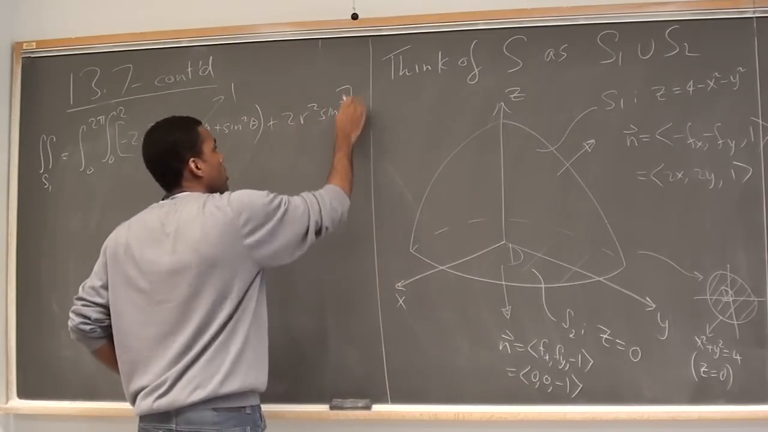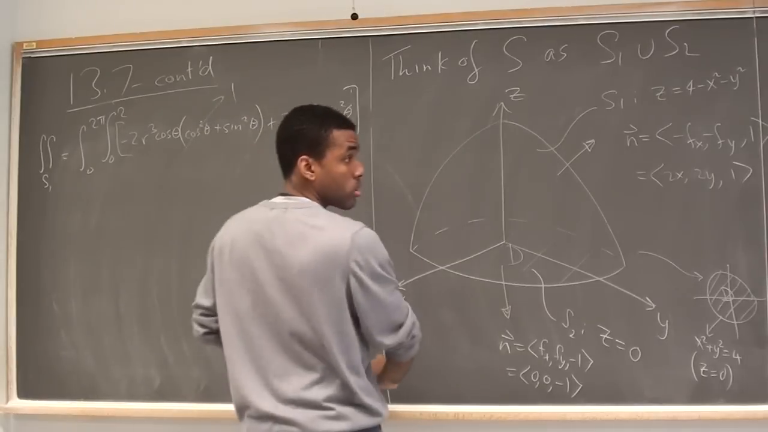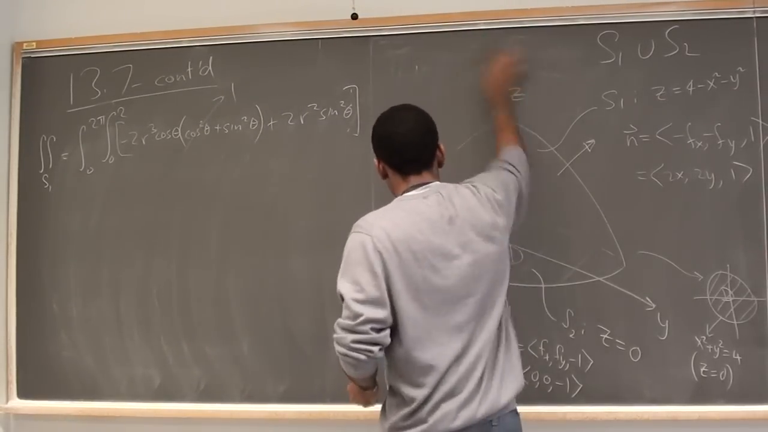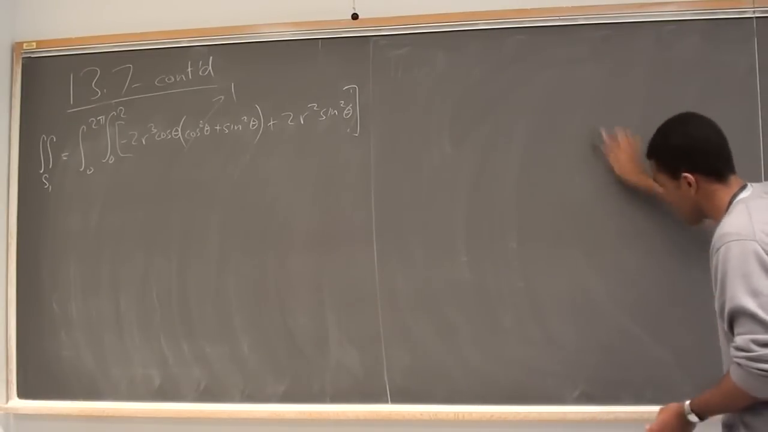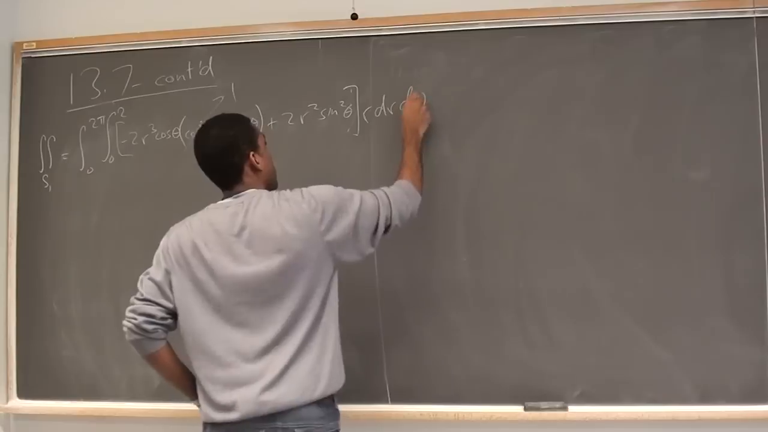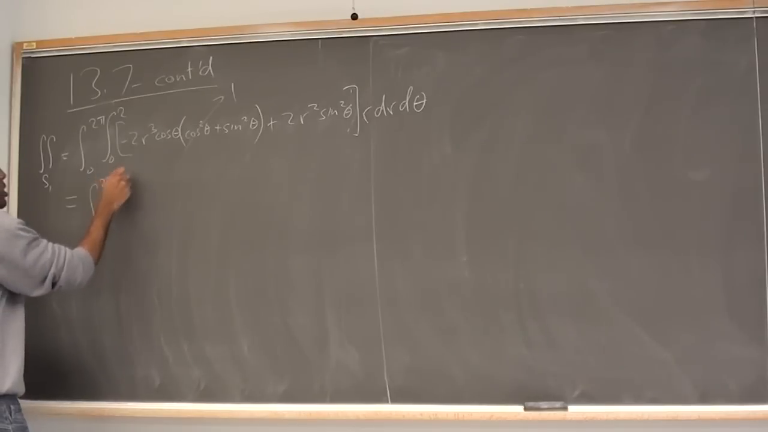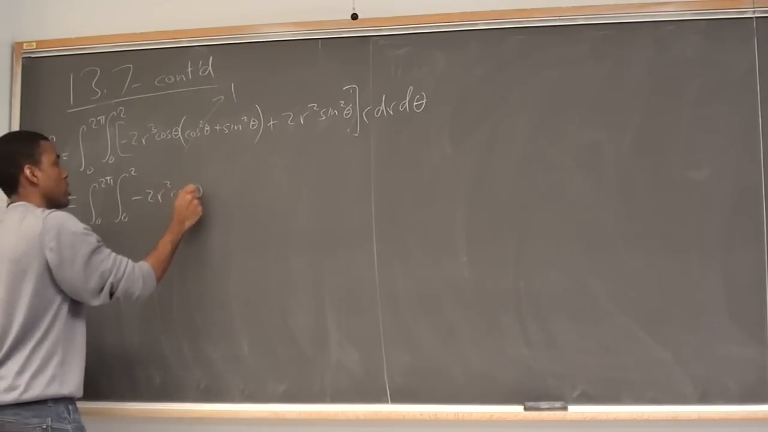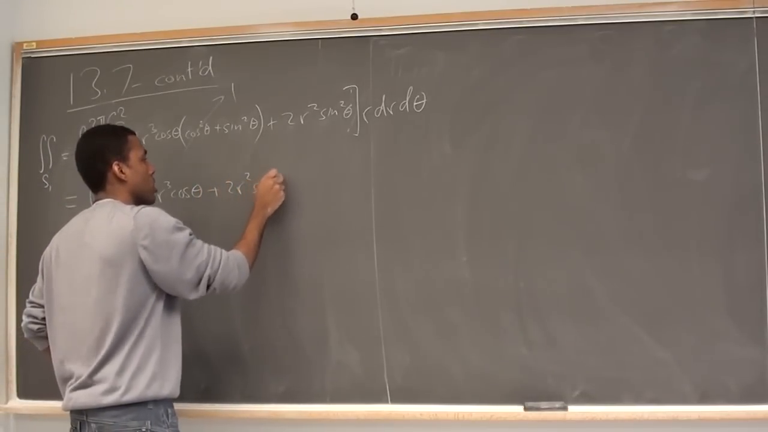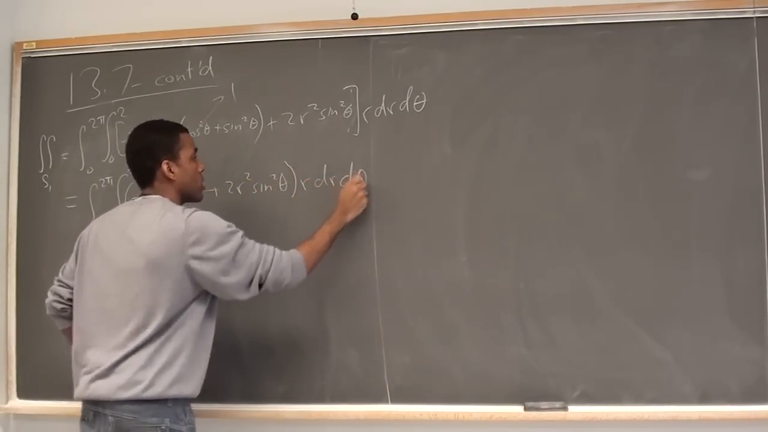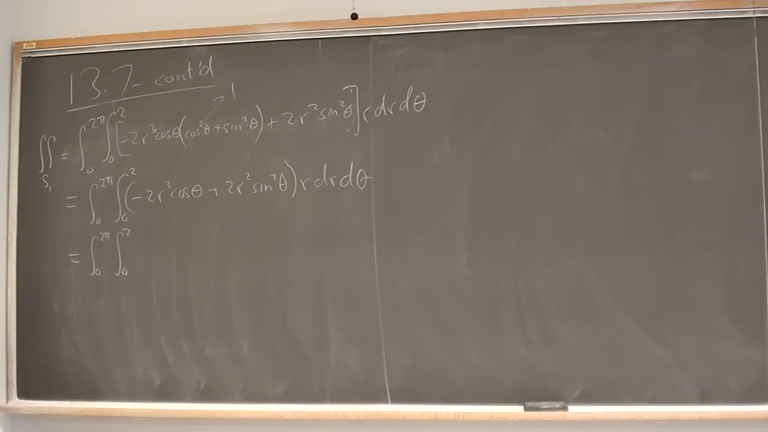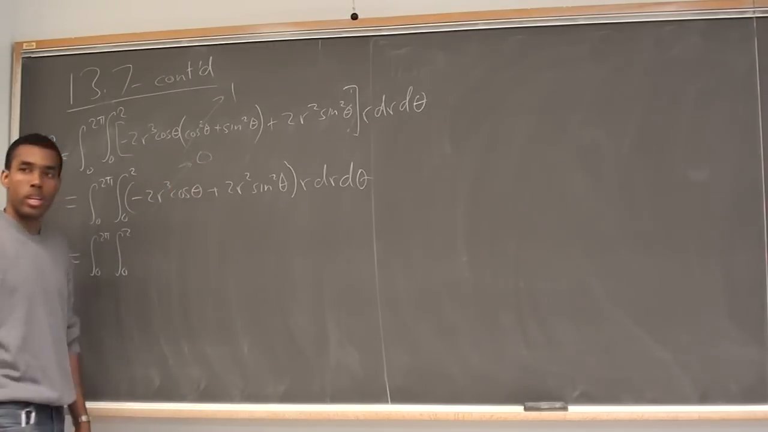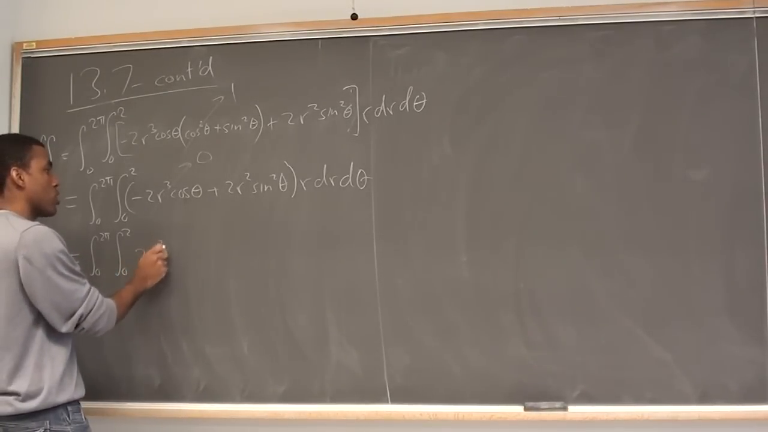All of this times r dr d theta. So then this guy is just 0 to 2 pi, 0 to 2 of minus 2r cubed cosine theta plus 2r squared sine squared theta times r dr d theta. Can we make it simpler? Cosine theta. Apply the same thing again. This part is going to be 0. Forget it. So in the end of the day, my integral is 2r cubed sine squared theta.